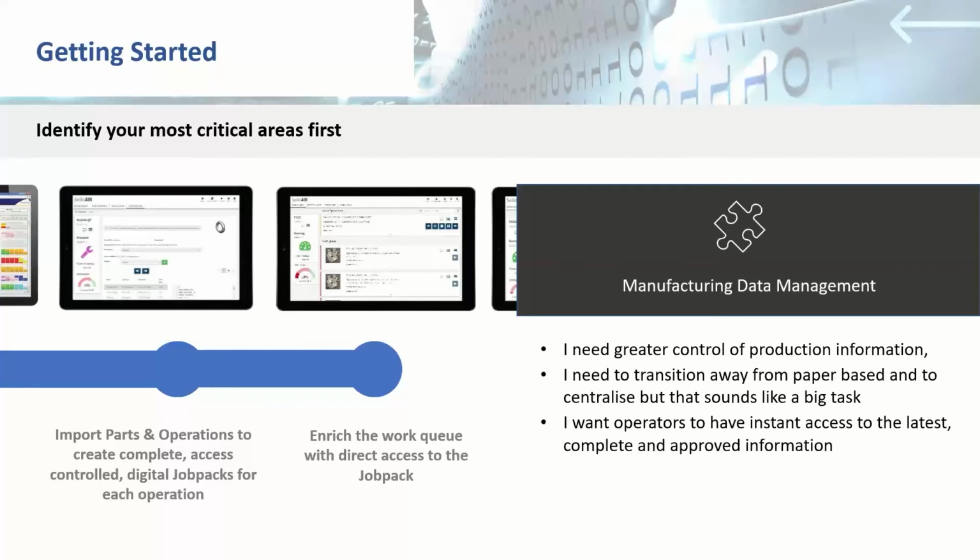Is it paper-based maybe and not electronic? So do you send out a package of paper-based information? Do the operators have immediate access to that information? And is it the latest and most up-to-date information that they need to manufacture that part?